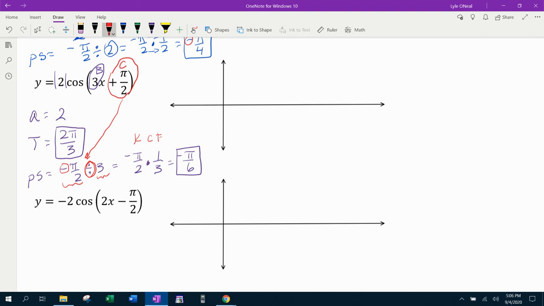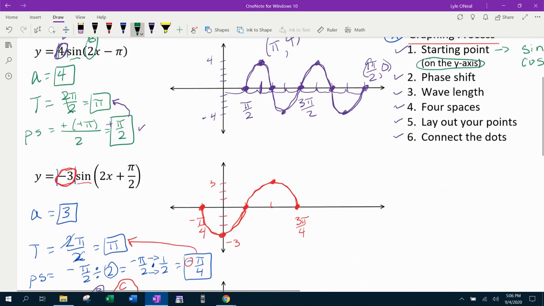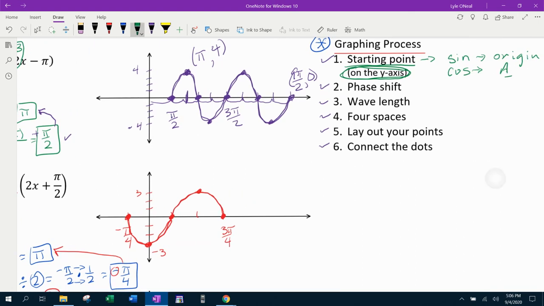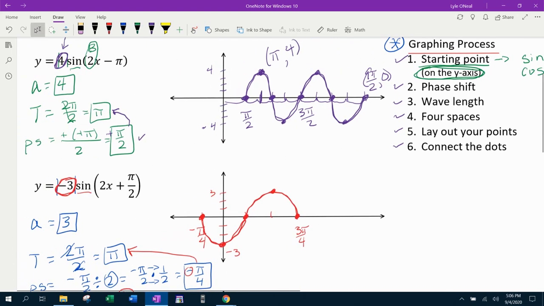Now let's make a graph from this. Step number 1, starting point. This time we have cosine, and cosine always starts at the number in front. So we're going to go up to 2 and put a dot. If I could re-emphasize that: remember in the graphing process, the starting point is always going to be on the y-axis, and cosine starts at a, whatever that value of a is.